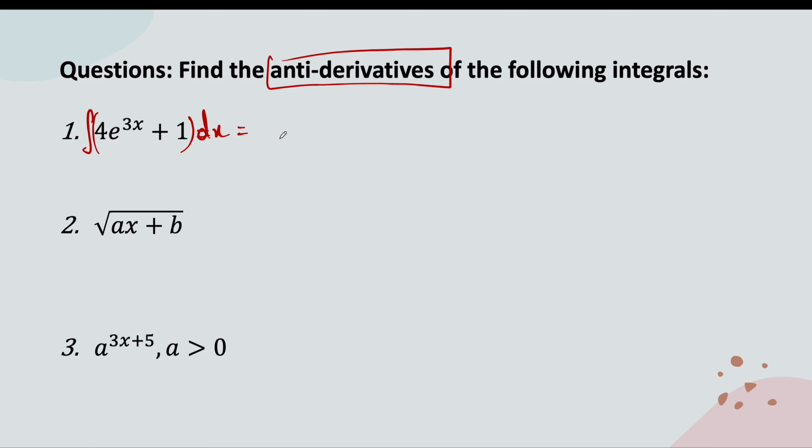Now how to solve it? Just remember one thing: the coefficient of x has to be written in the denominator. Firstly, let's break it out so that you get a simplified version. This is what I have. Now what will be its integral? 4e to the power 3x upon 3 plus the integral of 1, which is x, plus c.